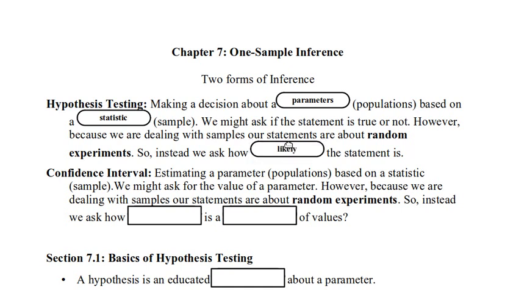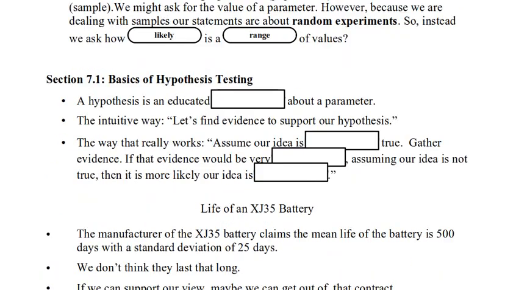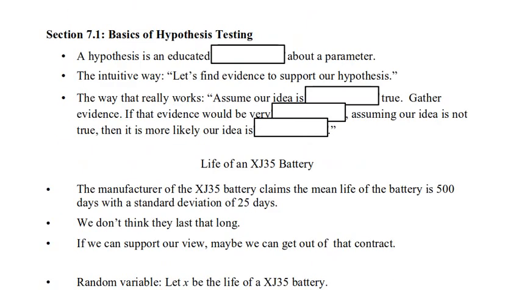Confidence intervals are asking you for an estimate of a parameter, that is, another statement about a population, again based on a statistic from a sample. And we might say, what is the value of the parameter? However, again, because we're dealing with samples, our statements are about random experiments. So instead we ask, how likely is a range of values? So our first discussion is, what is a hypothesis test?